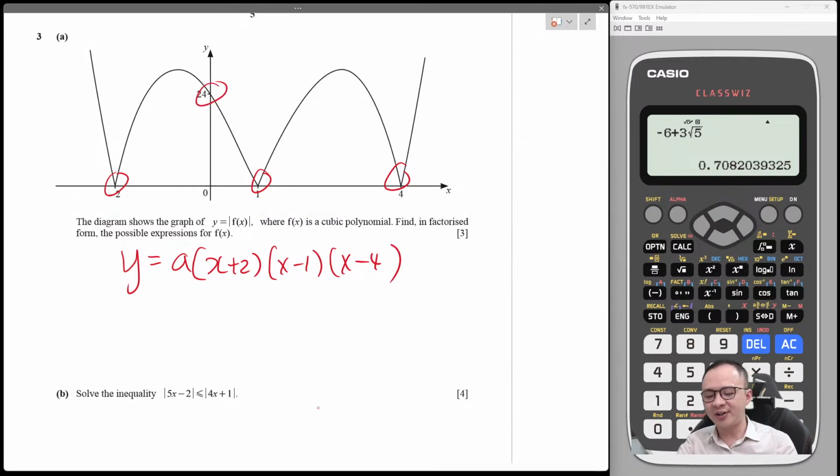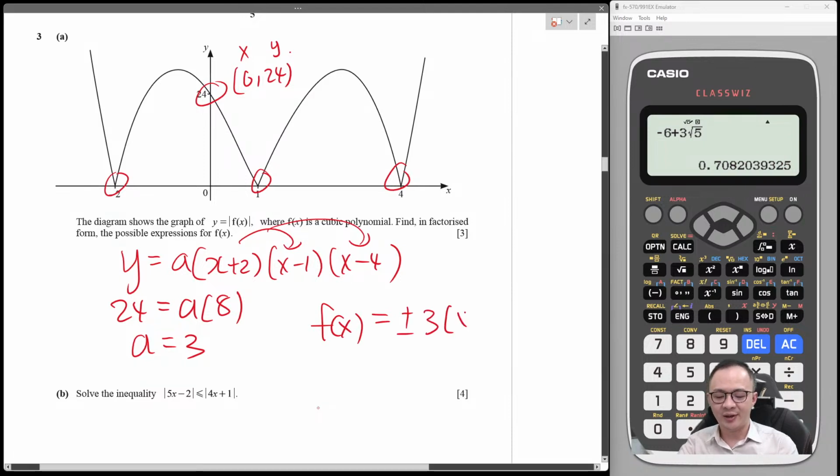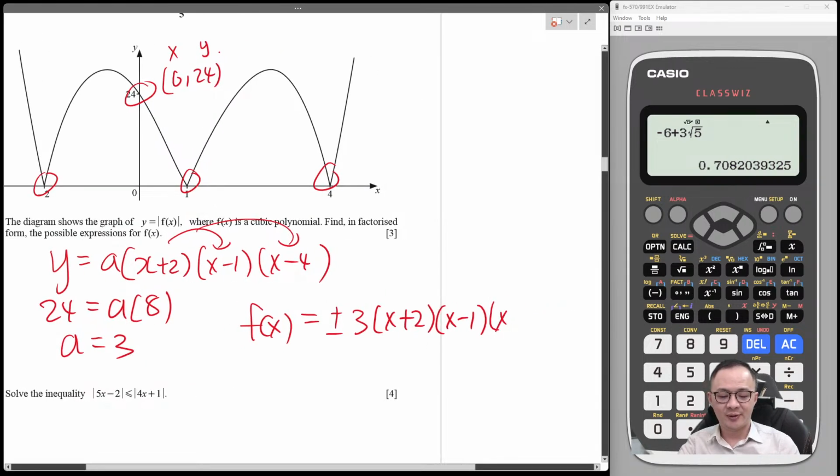So in order to find this intercept, I will say this is 0, 24, right? Sub this one into x, sub this one into y. So 24 equals a times 0 plus 2 is 2, 0 minus 1 is minus 1, 0 minus 4 is minus 4. All of them you multiply, then you get 8. So a is basically 3. Now I will get my f(x) equation. Because this one has the modulus, it's possible to be positive or negative 3, (x plus 2)(x minus 1)(x minus 4). Yep, then we're done. Quite easy.